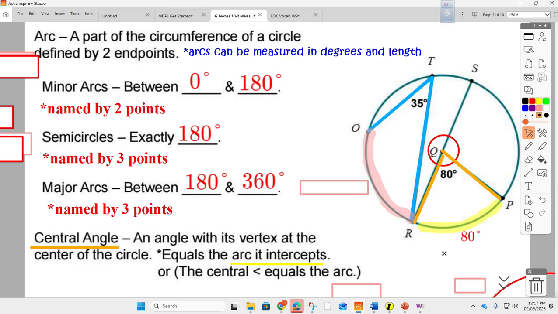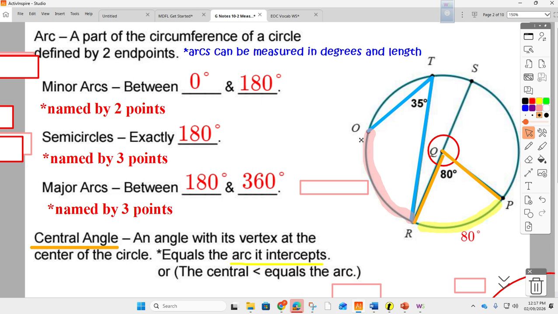Remember that there's 360 degrees in a circle? Always exactly 360 degrees in a circle, right? So if this is 80, we know that this other major arc has to be 360 minus 80. Does that make sense? Okay.